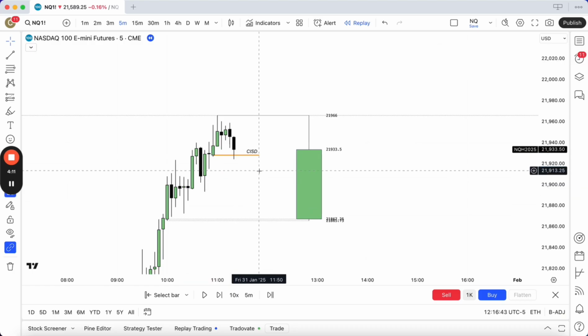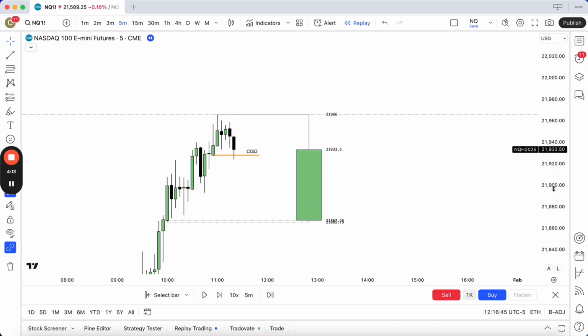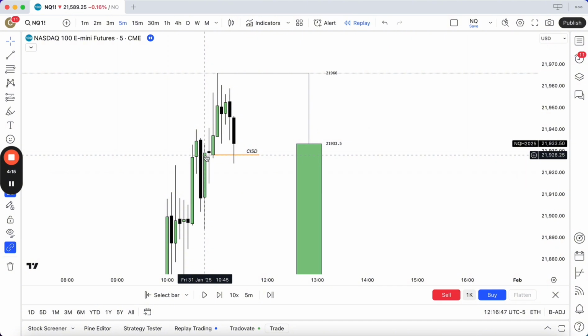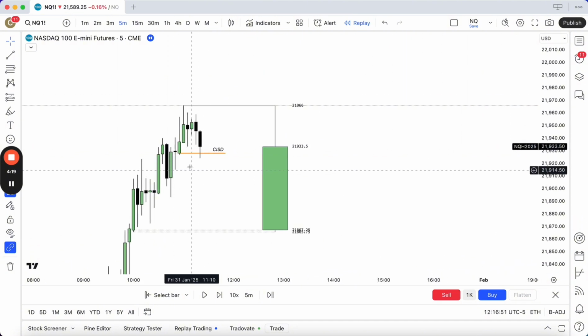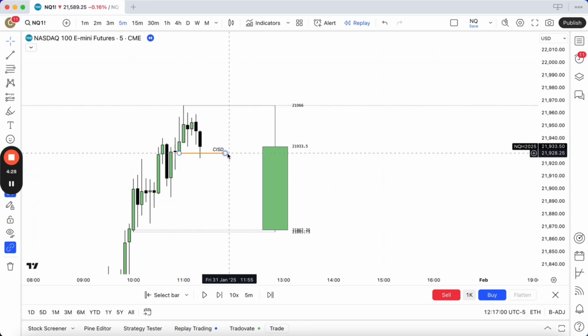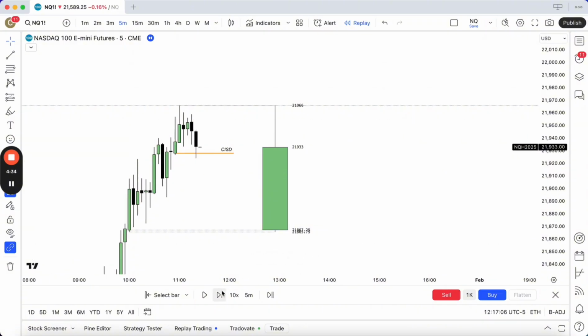Why? Because we have this down close candle right here. Remember, a bearish change in state of delivery is a closure below the series of up close candles that swept highs. So this is the series of green candles that swept highs, right? This is the highest high. So we're waiting for a closure under this level, and that is our confirmation, right? So let's see what happens. Boom, that's our closure. That's our confirmation to go short.